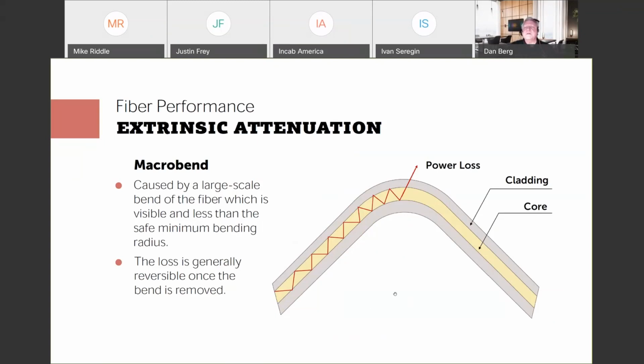So what we'd like to do is take a look at the values on the reels where the fiber is not bent so tightly, or after installation, and we can see if some of that macro bending went away during our processing.